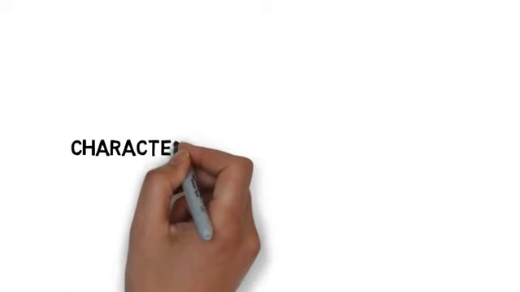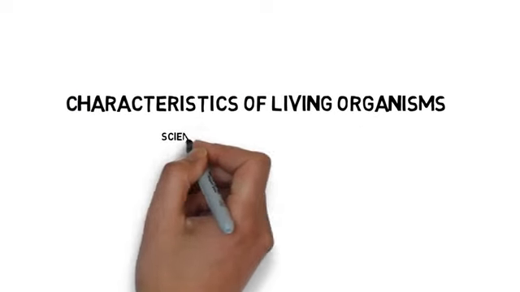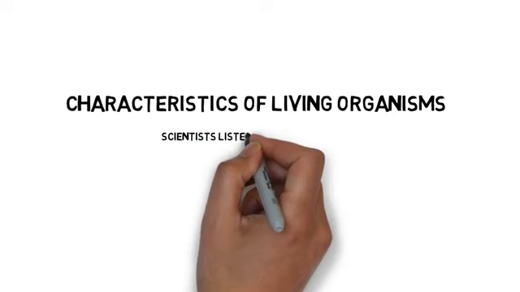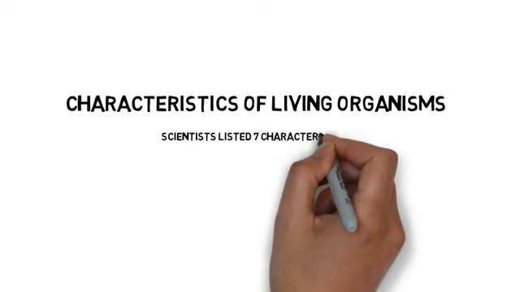Today we're going to be talking about the characteristics of living organisms. In order to identify living organisms, scientists have listed 7 characteristics which all living organisms have.